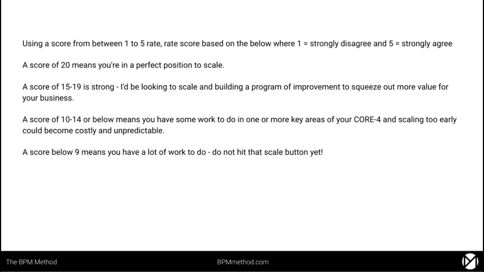If your score is below 9, and I have unfortunately seen ad accounts where it does score below 9, you have a lot more work to do than worrying about Facebook ads. You'd probably need to review your product itself. Do you really understand your avatar? Your offer's probably poor and your website's probably poor. So if you're in that position, you need to really work on more than just your Facebook advertising.